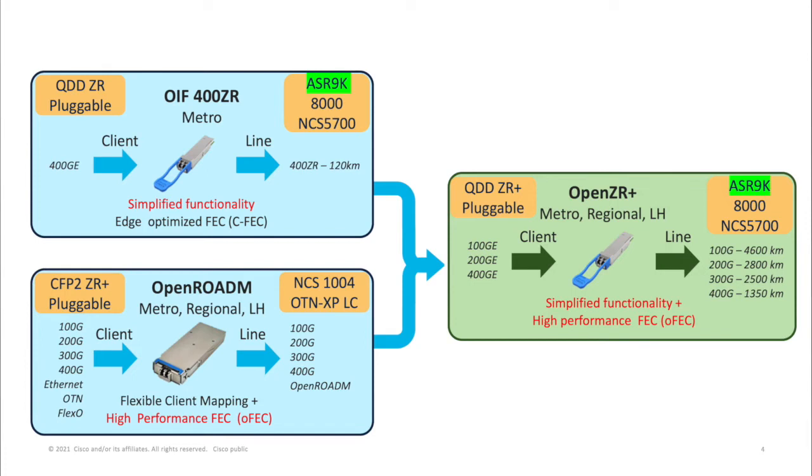If we are talking about the ASR 9000 platform, today two options are compatible with 5th generation line cards: OIF 400ZR and OpenZR Plus. Both options use the QSFP-DD form factor, and they are available starting from the 7.3.2 IOS XR release.